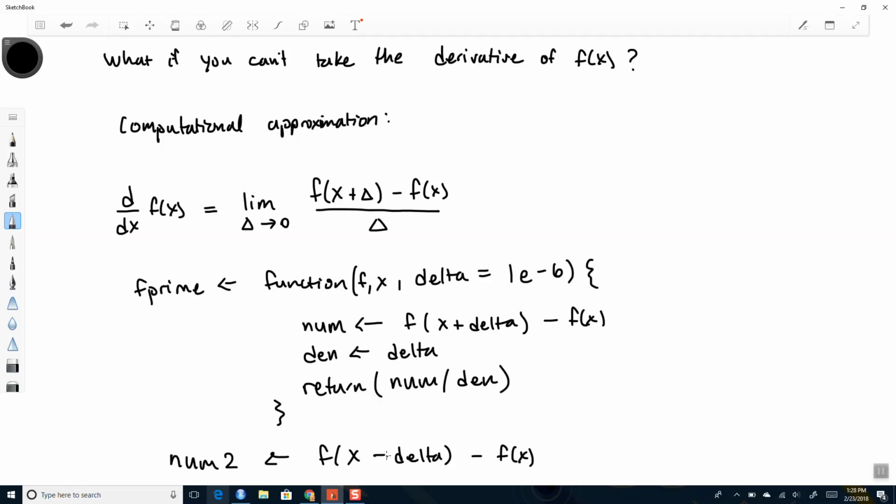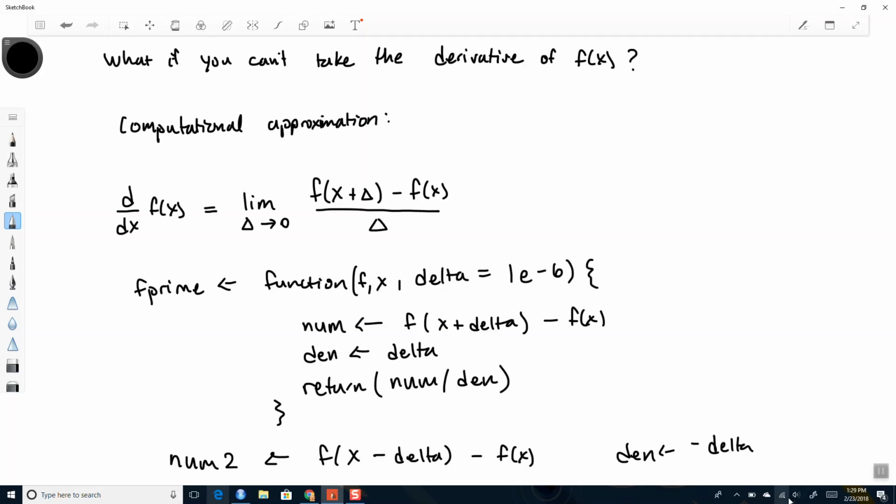Oh, I'm sorry. If you're doing x minus delta, the denominator would be negative delta, right? So you're approaching it from the left and from the right, and you want to make sure those two values are in agreement. If they are, then return that, and that will be your derivative approximation. But if they're not in agreement, then maybe you want to return an error saying it's not differentiable or something. I don't know, I'm just making this up as I go.